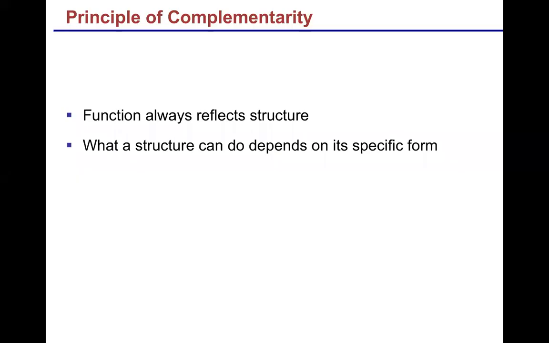What the function of an organ will be depends upon the structure of that organ. On the other hand, the structure of an organ decides what the function is going to be. So one is dependent on the other. They complement each other. So the function always reflects the structure, and what the structure can do depends upon a specific function. So they complement each other. They are like the two faces of the same coin.